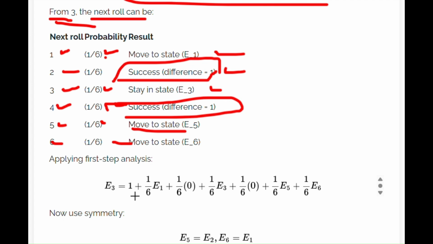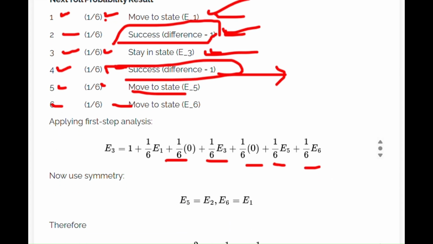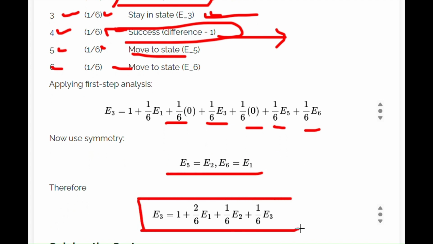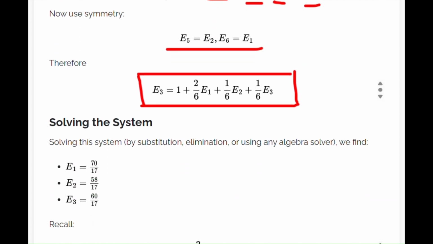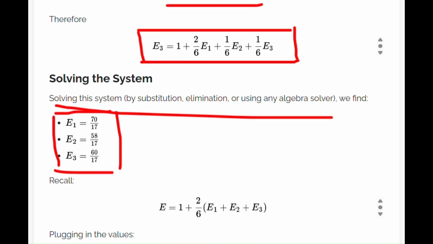So the equation becomes E3 equals 1 plus 1 by 6 times E1 plus 1 by 6 times 0 because it's a success, 1 by 6 times E3, plus 1 by 6 times 0, this is the fourth one, plus 1 by 6 times E5 and 1 by 6 times E6. Once again, we use the symmetry conditions. E5 equals E2, E1 equals E6. We get another equation in E1, E2, and E3. So now we have 3 equations and 3 unknowns, so we can solve these equations to get the variables. Solving these equations, we get E1 equals 70 by 17, E2 equals 58 by 17, and E3 equals 60 by 17. Now, time for the final answer.